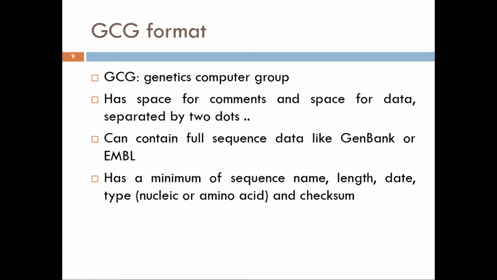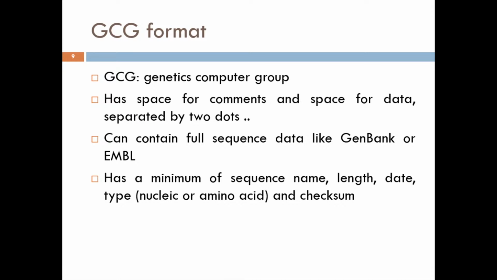Then the fourth one is known as GCG format. This one we have not discussed. GCG means Genetic Computer Group. They have developed the GCG format. In this particular format, there is a space for comments and a space for data, separated by two dots. And it can contain full sequence data like GenBank or EMBL. Means it is also descriptive. All the details regarding the particular sequence you can put in this format.